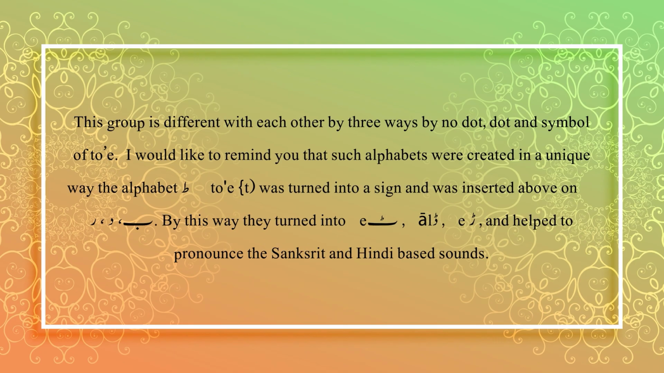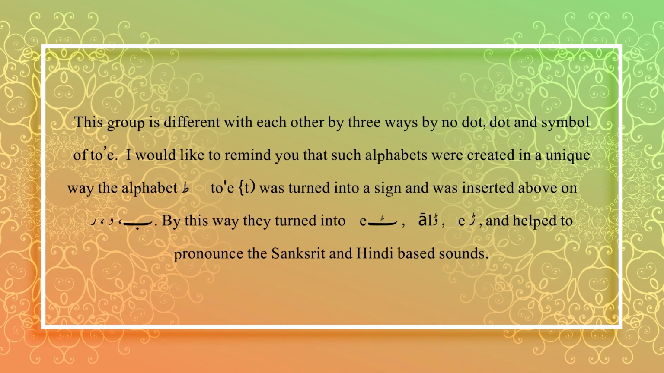So we say this group is different from each other in three ways: by no dot, by dot, and by the symbol of toy. And we use it in this group also. Why did we use the symbol of toy earlier? Very good. We used the symbol of toy earlier in the B group. And now again we are using this symbol of toy, and we inserted this toy on this DAAL group, and it turned into another alphabet.